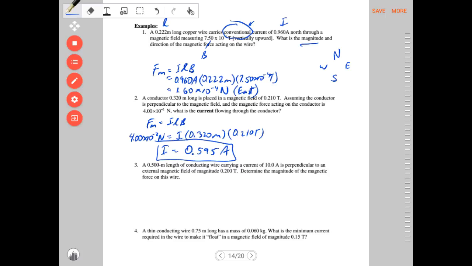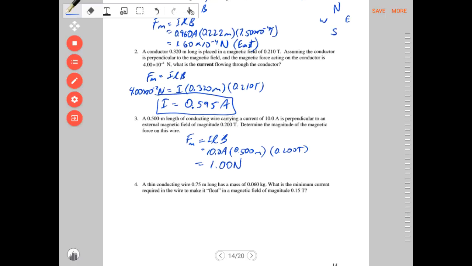Yay! Okay, number 3. A 0.500 meter length of conducting wire is carrying a current of 10 amps, and is perpendicular to an external magnetic field of 0.200 teslas. Determine the magnitude of the force on this wire. All right, well, that's pretty straightforward. That's just Fm equals ILB again. So the I, 10.0 amps, the L, 0.500 meters, and 0.200 teslas. So 10 times 0.5 times 0.2, and that is 1.00 newtons.